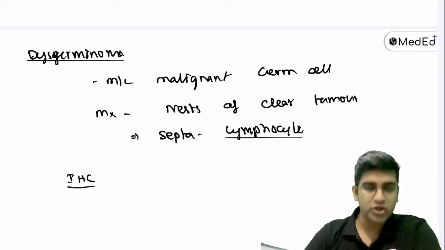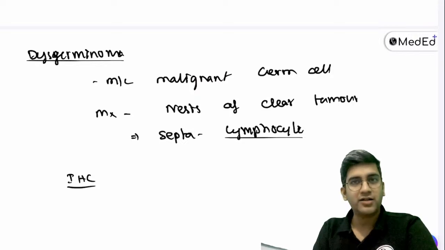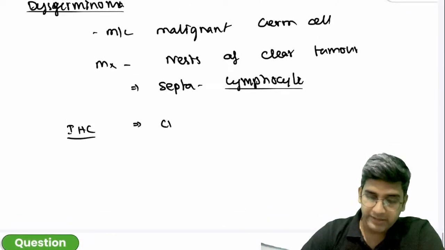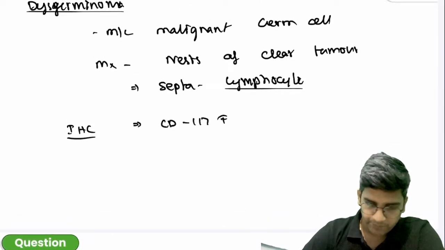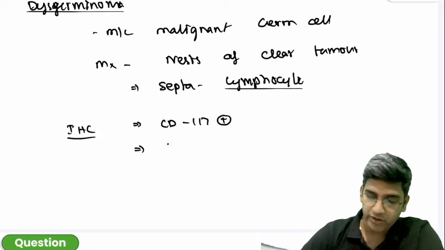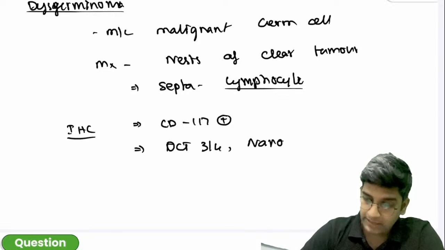IHC has changed a lot these days. Two years back, you had an FMGE question on the marker which is used in reality today. It's not available in most of the UG books, right? They have asked that also. They are CD117 positive. Dysgerminomas are positive for OCT3/4 and Nanog. These are good markers.